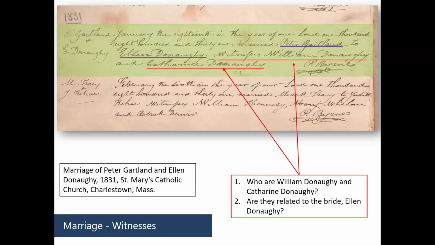A similar example here with a marriage of Peter Gartland and Ellen Donaghy in 1831, also at St. Mary's Catholic Church in Charlestown. Looking again at the witnesses who are there, what we're seeing is that the two witnesses both share the surname of Ellen Donaghy, the bride. So again, who are William and Catherine? Are they married to each other? And are they related to Ellen? Every time I get a particular document and there is a similarity in names or something, that's a question that needs to be answered.